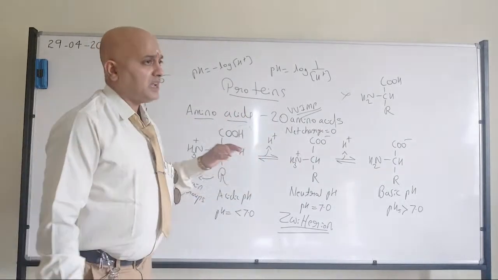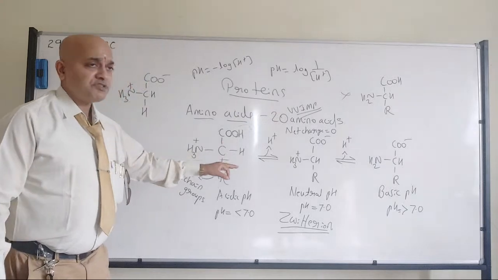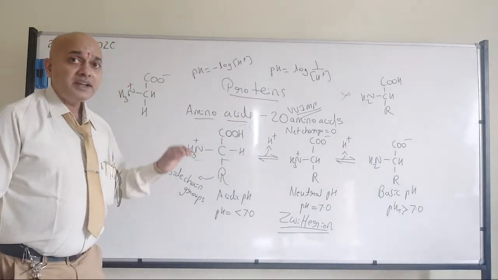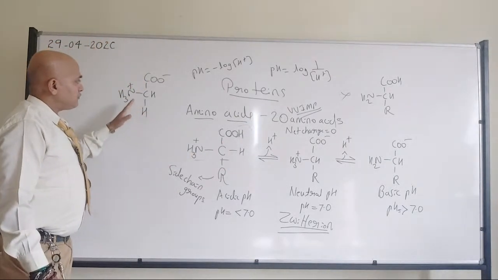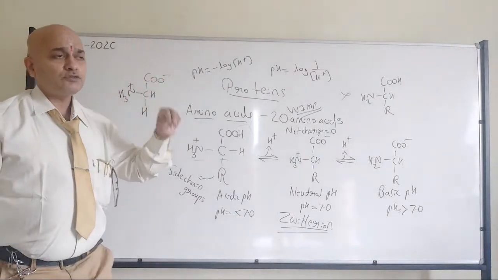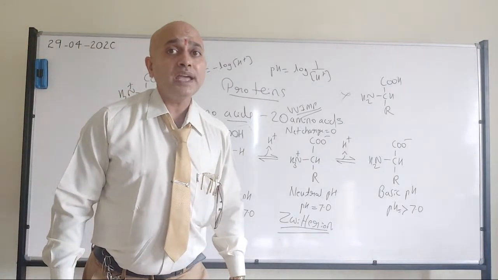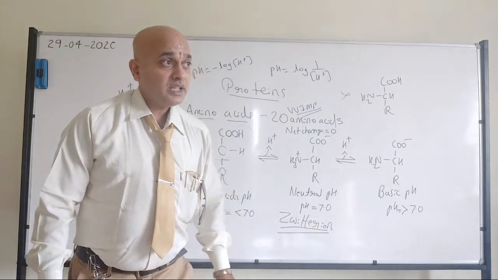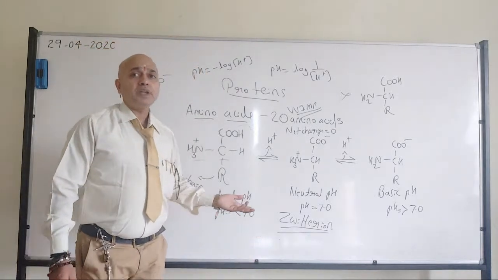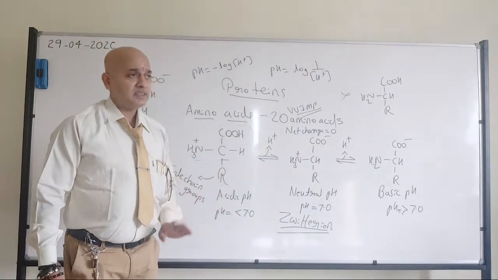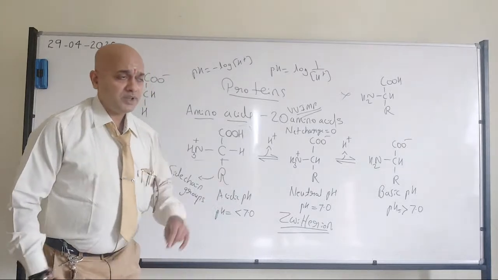That's where you can write the general zwitterionic structure of an amino acid and the general zwitterionic form of glycine. These two questions have been repeated many times in your exam. Even for competitive exams it will help you out. That is one thing. Now listen to me carefully.